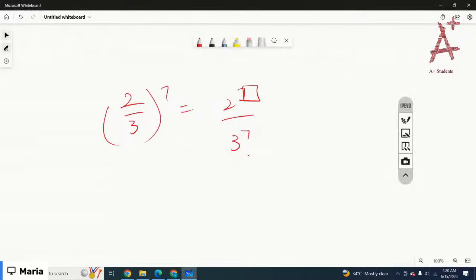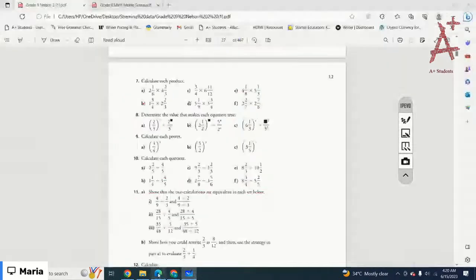Basically, you have to apply the rules here. For example, you have a over b to the power n. You can write it as a exponent n divided by b exponent n. That means n is the exponent of both the numerator and denominator. So here the missing exponent is 7.